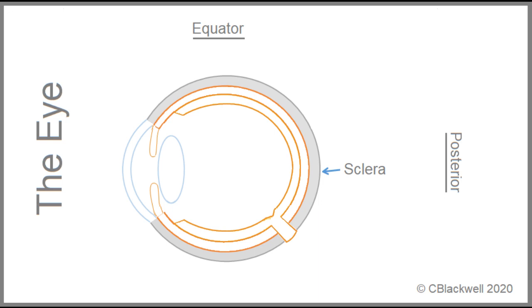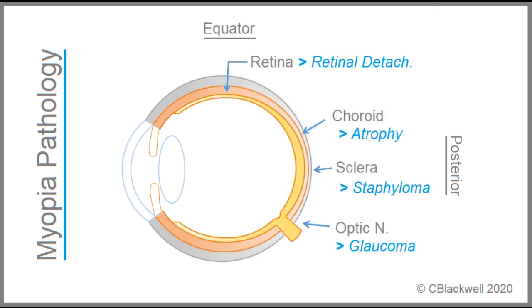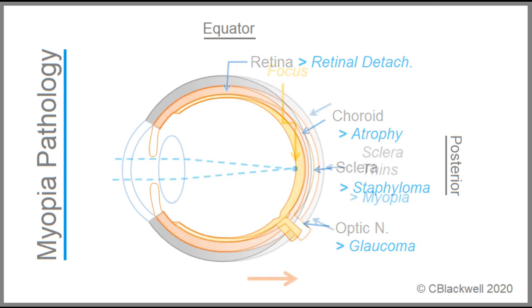The outside is the sclera, a tough fibrous layer that gives the eyeball its structure. In myopia, as we will see in video 2, the lengthening of the eye results from thinning of the sclera. In turn, the thinned sclera is associated with thinning of the choroid and retina and their associated complications.